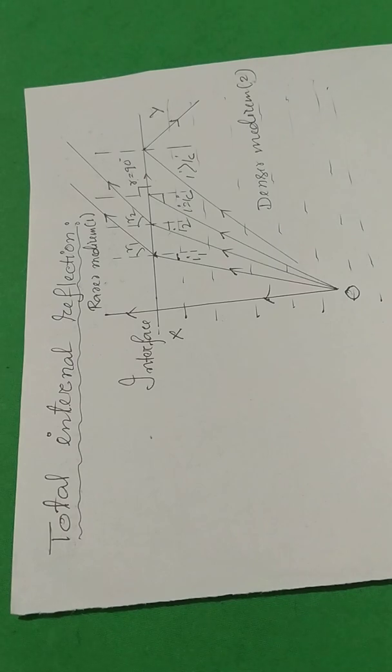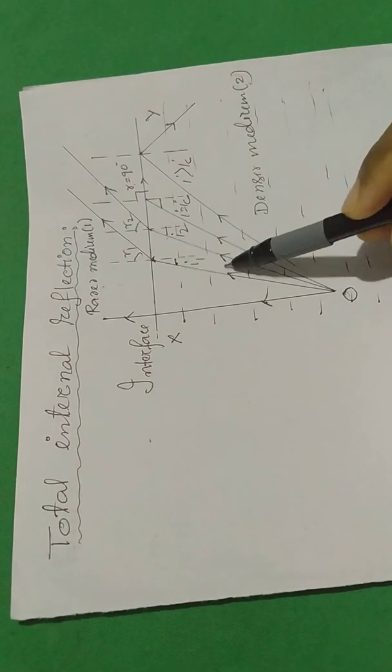What is total internal reflection? The phenomenon of reflection of light when a ray of light traveling from a denser medium to a rarer medium is sent back to the same denser medium, provided it strikes the interface of the denser and the rarer medium at an angle greater than the critical angle, is called total internal reflection.